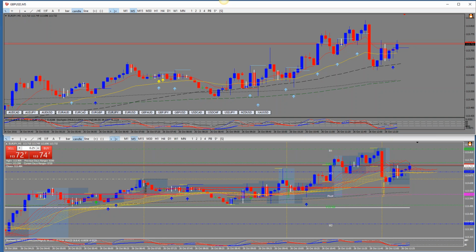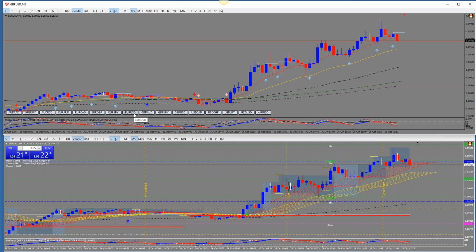So let me change that. Just give me a second here. There we go. All right, so euro dollar. If the euro dollar here closes below my 10 moving average, and then closes above, I'll get another signal to go long here.